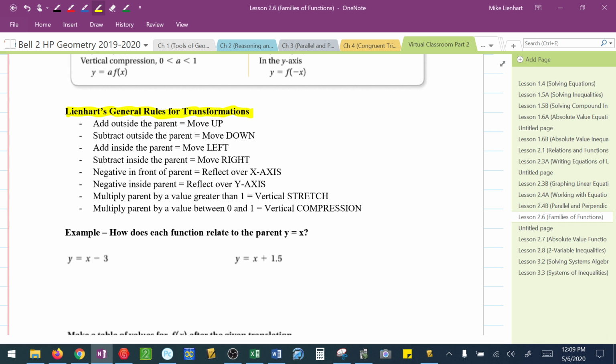If you multiply by something greater than 1, it's a stretch. If you multiply by something between 0 and 1, it's a compression. We will be doing all this stuff right at the beginning of Algebra 2 next year. All right, so let's look at some examples.